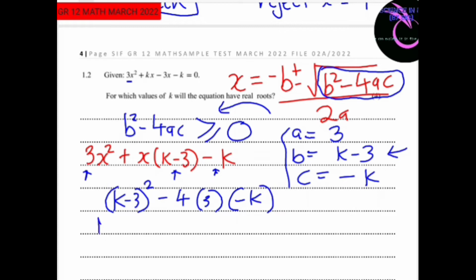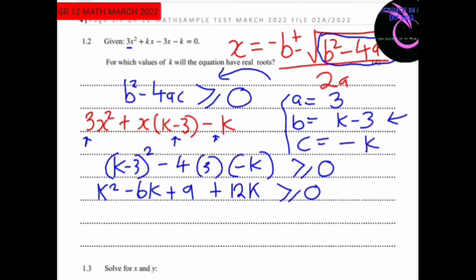k times k, k squared. k times minus 3 is minus 3k, but there will always be another minus 3k, which is the same as minus 3k times 2, giving us minus 6k. Minus 3 times minus 3 becomes a positive 9. Now, minus 4 times 3 is minus 12. Minus 12 times minus k becomes a positive 12k. And all of this is now greater than or equal to 0.